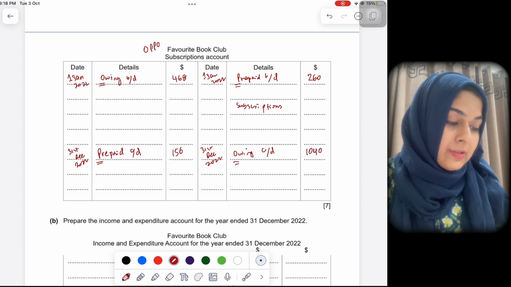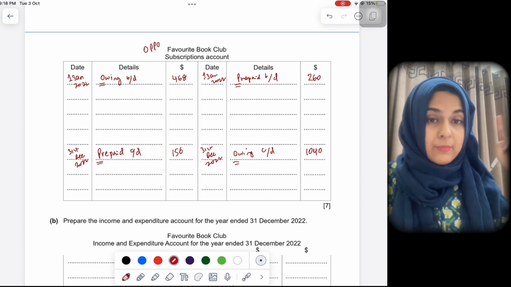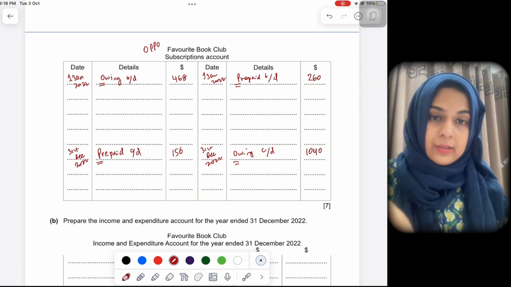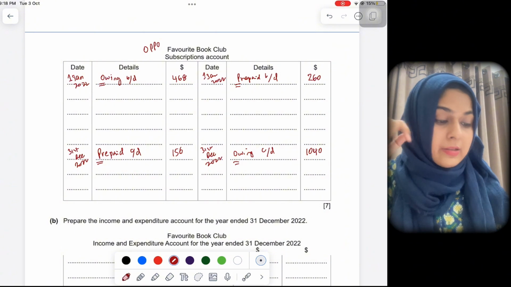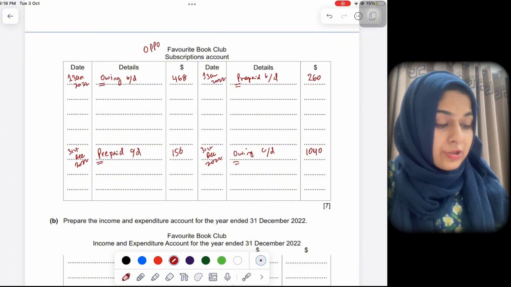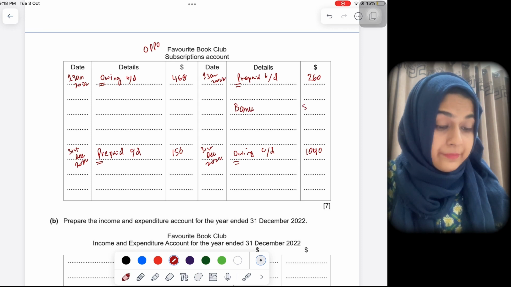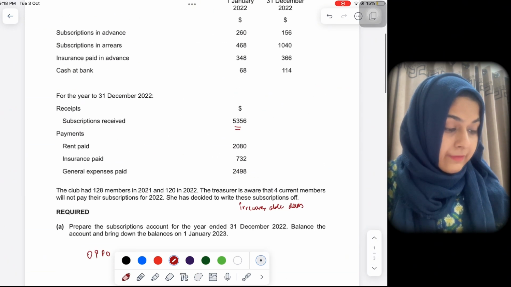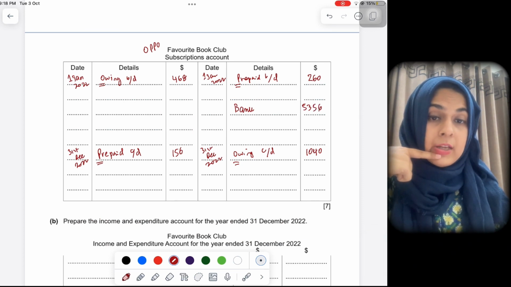Oh, sorry. You never write the same name of the account in the details. So there's another account. In the bank account you'll write subscriptions, in the subscriptions account you'll write bank. So you write here bank, you write here 5356. So this is what you have received in the bank account.